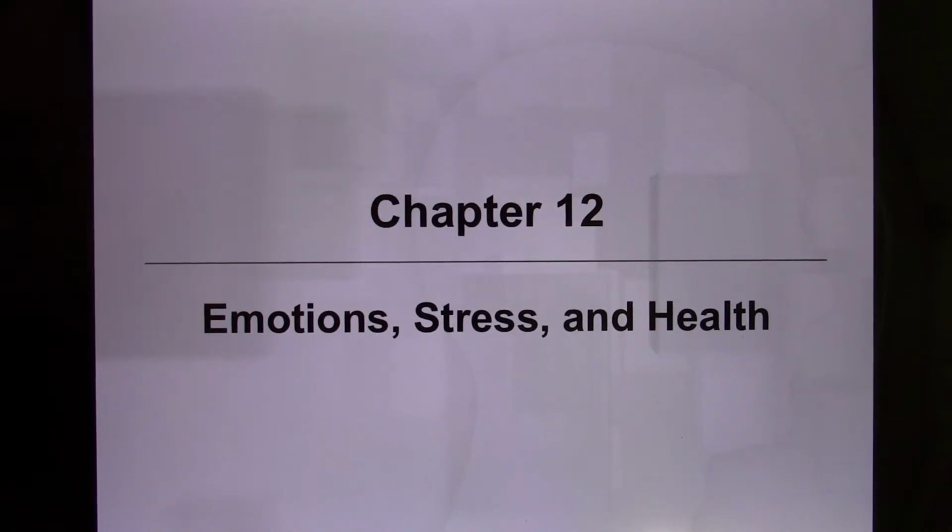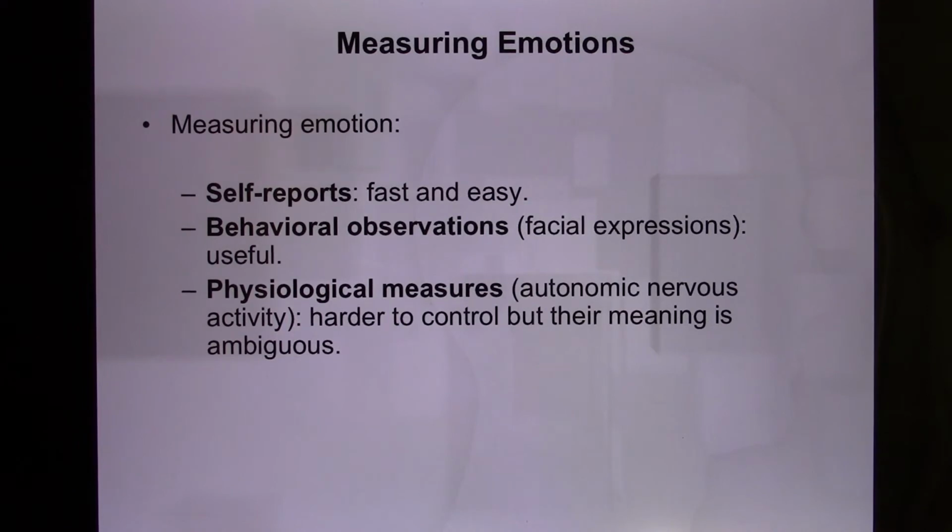We're in Chapter 12, Emotion. Now we reach the high level of brain activity. Some studies can use animals, but more and more of them are going to use humans as subjects. Let's look at the methodology.